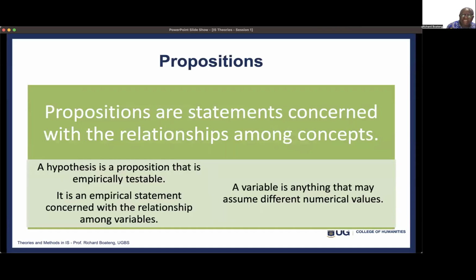Now the propositions are statements that exist between two concepts or among constructs. So a hypothesis is a proposition that is empirically testable. It is an empirical statement concerned with the relationship among variables. However, a variable is anything that may assume different numerical values. Okay. So you have a proposition that tells the relation between the two.